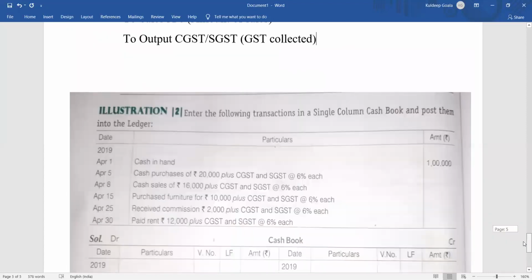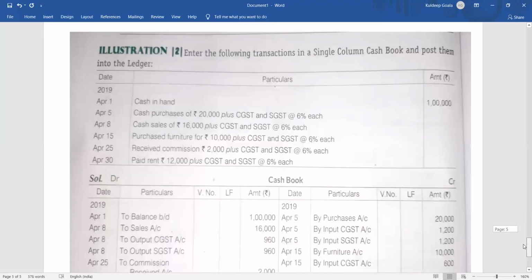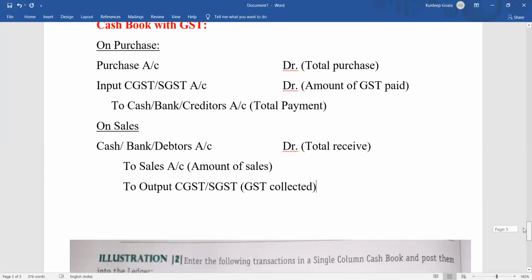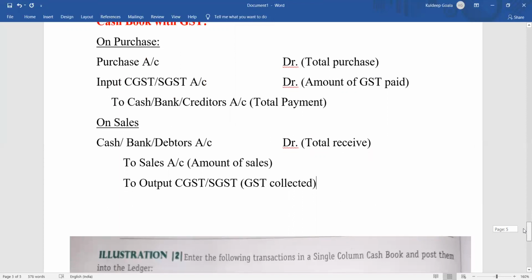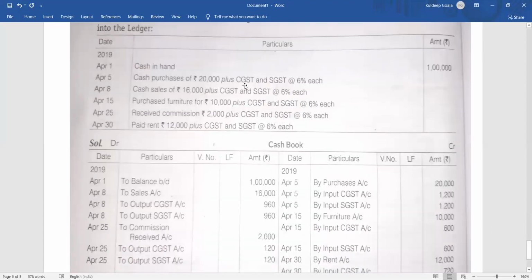How will you write? By input CGST. Purchase account debit, input CGST and SGST account debit to cash or bank account or creditors. So here it is cash, so we will take it on the cash credit side. By purchase account, by input CGST, by input SGST. So on the credit side it will appear like this: by input CGST, 6% of 20,000, that is 1,200. And again, by input SGST, 6% of 20,000, that is 1,200. Clear? Okay.